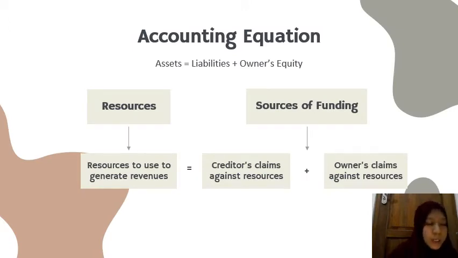The accounting equation is assets equal liabilities plus owner's equity. The company's assets have to equal or balance the sum of its liabilities and owner's equity. Assets are resources to use to generate revenues. Liabilities and owner's equity are sources of funding. Liabilities are creditors' claims against resources and owner's equity is owner's claims against resources.